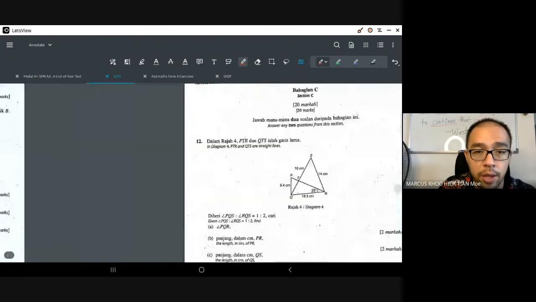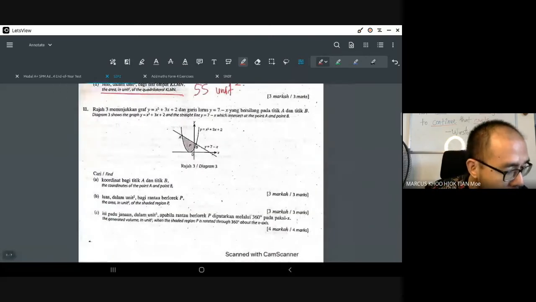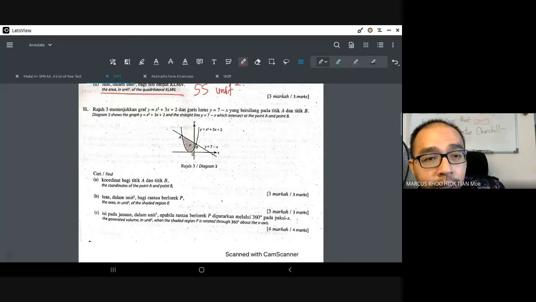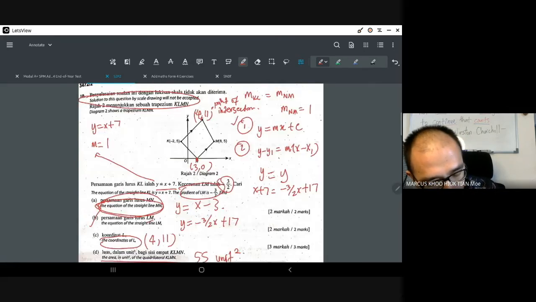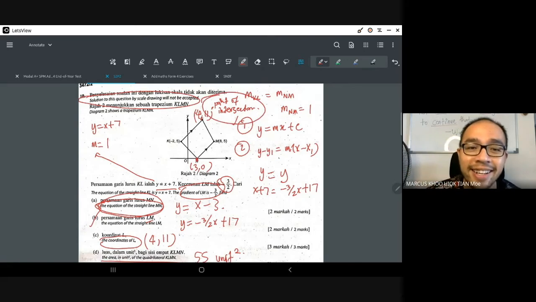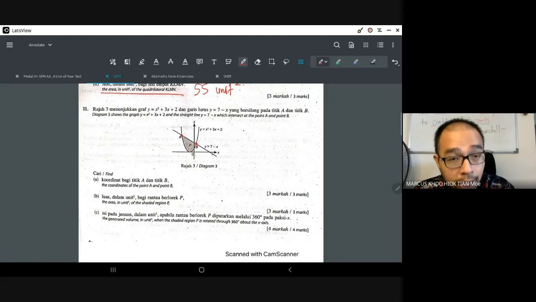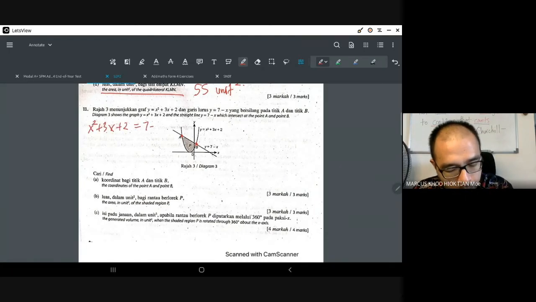Okay, right, we have time for just one last one. Okay, let's do this now. So diagram 3 shows the graph and a straight line, which intersects at the points A and B. Okay, so find the coordinates of point A and point B. So the good news is this is also known as the point of intersection. Okay, so at the point of intersection, we set y equal to y. You get x squared plus 3x plus 2 equals 7 minus x.